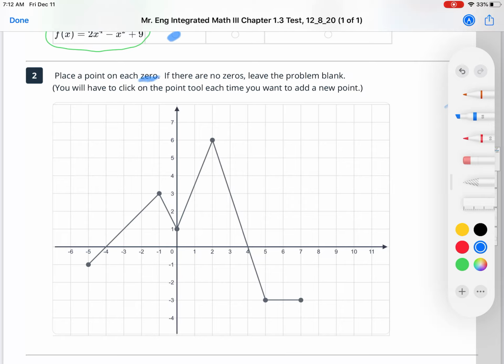If there are no zeros, leave the problem blank. You will have to click on the point each time you want to add a point. Okay. Quick review, what is a zero?